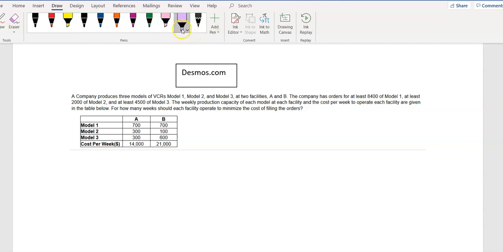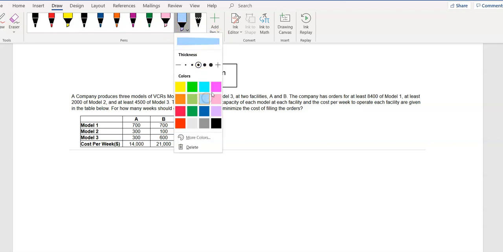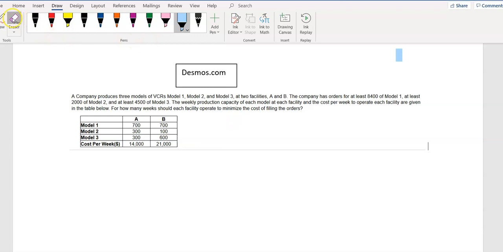So what I'm going to do is write the inequalities based off of the information we were provided from both the table and the written statement. And then I'm going to show you how Desmos does this so much faster for you. So the first item we have here is VCR Model 1. And VCR Model 1 has orders for at least 8,400. And the information we have for Model 1 is 700 for A and 700 for B, for Facility A and for Facility B.